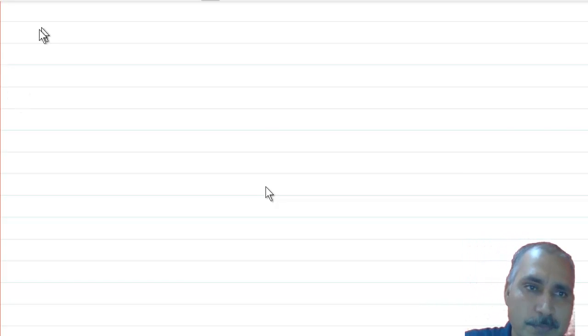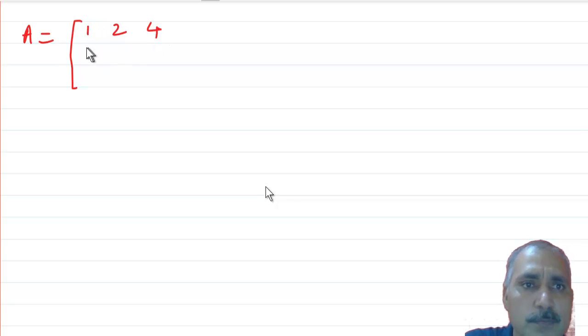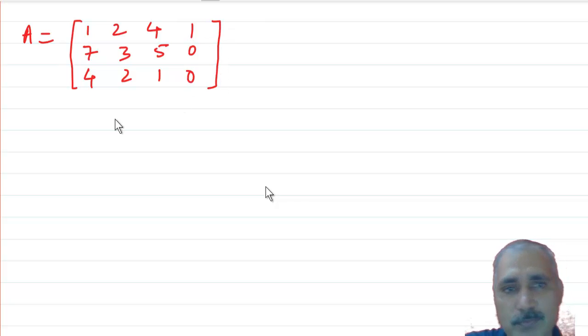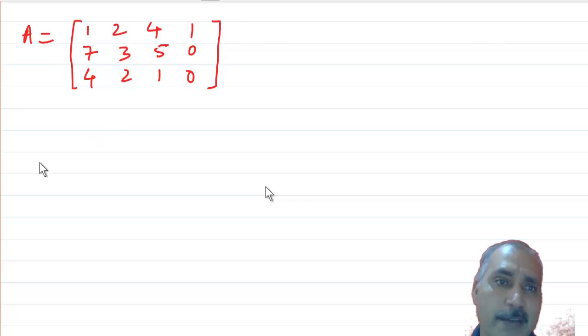Today we are going to learn how to find out the rank of a 3 by 3 matrix by converting that into the normal form. Let us take an example. The matrix A is equal to 1, 2, 4, 7, 3, 5, 4, 2, 1. Let us take one more column that has a 1, 0 and 0. Now we have to find out the rank of this matrix.